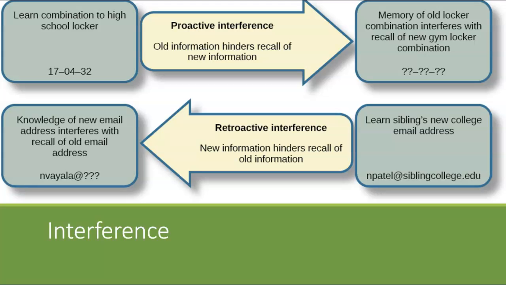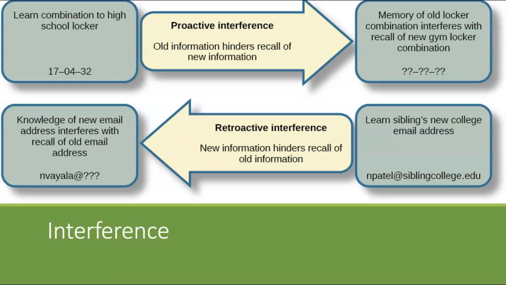So failure to retrieve information can also be due to interference, and there are two types that we're going to talk about. But again, here the information is there, it's in the memory system, it just cannot be accessed due to interference that is either caused by old memories preventing access to new memories, or new memories preventing access to old memories.